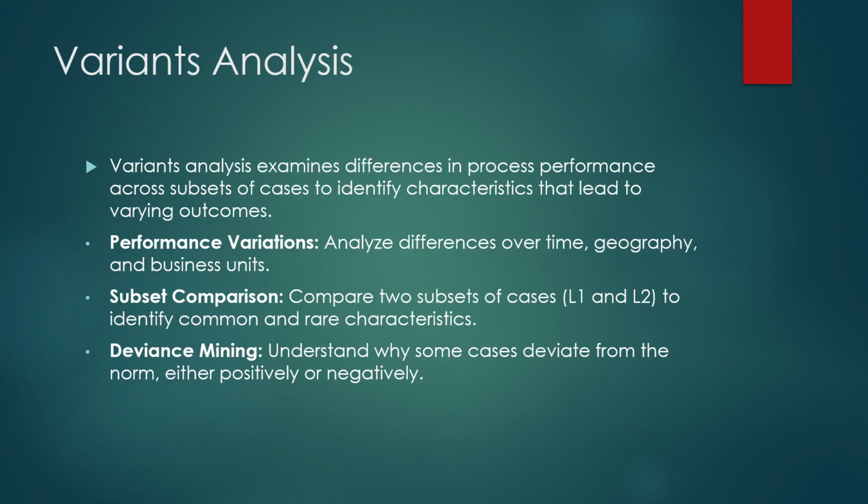Now our last topic is variant analysis. Variant analysis examines performance differences across subsets of cases. We can take the example of comparing processing times for orders from different regions to identify why certain regions have faster delivery times. Variant analysis has three aspects. The first one is performance variation, which analyzes differences over time, geography, and business units, as seen in the example.